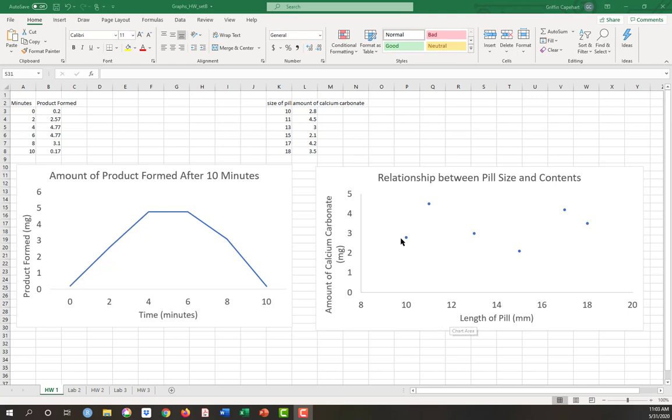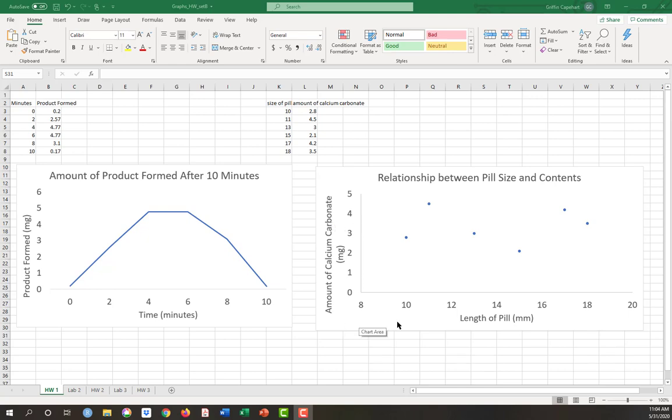So in this case, we're looking at the relationship between the size of a pill and the contents of that pill. So we've taken the length of these pills in millimeters, right? And then we've measured the amount of calcium carbonate that is in them. So this is probably something like a Tums or something. Amount of calcium carbonate in milligrams.